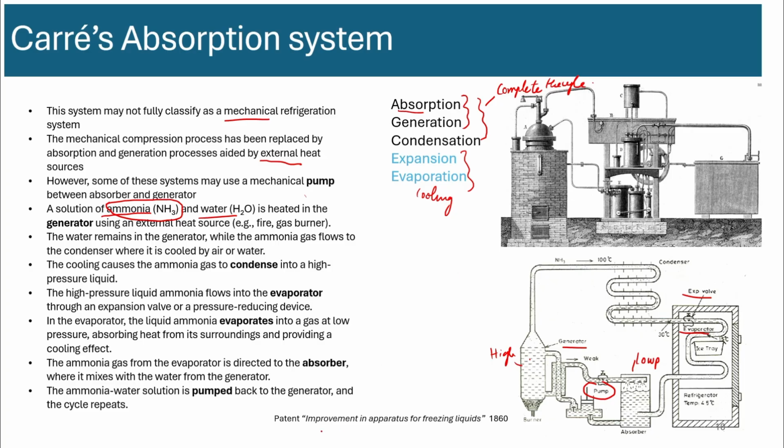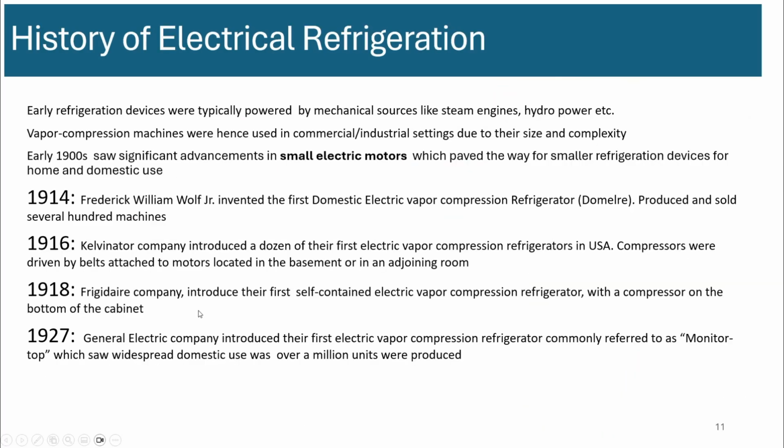Again, the patent that Carrier obtained in 1860 was also for an ice machine, for ice making. All right. Now that concludes the history of mechanical refrigeration. And now we are going to the start of electrical refrigeration.